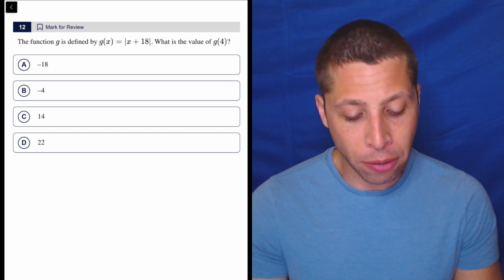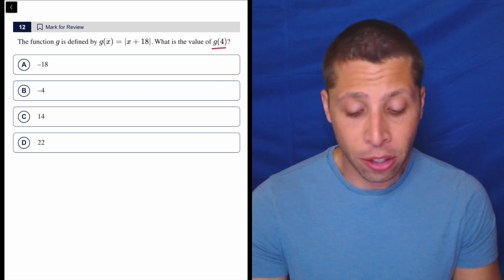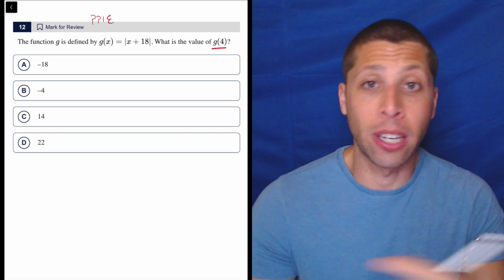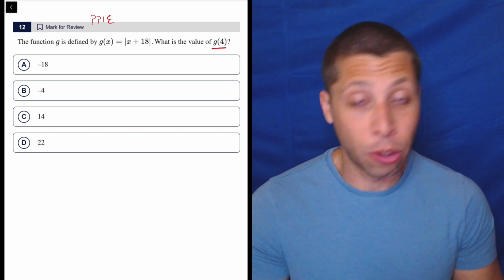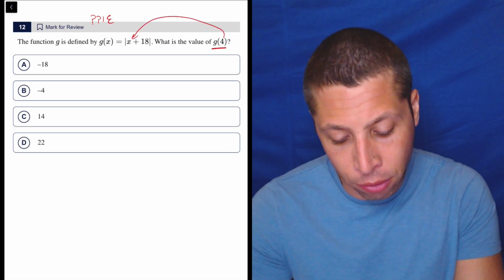So the thing that we have to do first, though, is plug in 4 for x. We have function notation here. So this is a plug points into equations question. We need to recognize that. The key is whether we are given the x or if we're given the y, which would be the g of x. So in this case, we're given the x. So that just goes right in for all the x's.